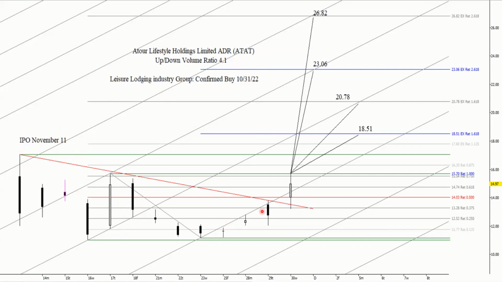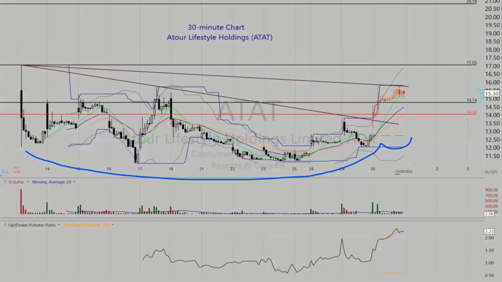So from the daily chart, you're not getting a heck of a lot of information here. I put it in anyway because I wanted to show where my target numbers are on this. But guess what? Guess where this is setting up? This is setting up on the 30-minute chart. This is a 30-minute IPO setup right now. So we'll see what happens with this.